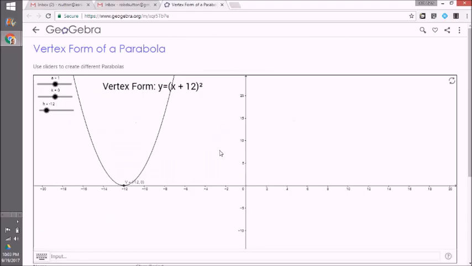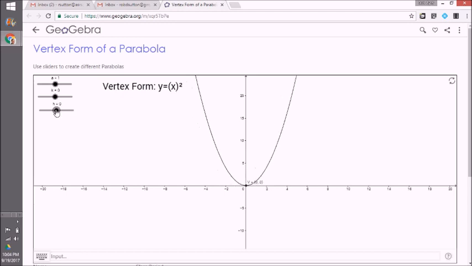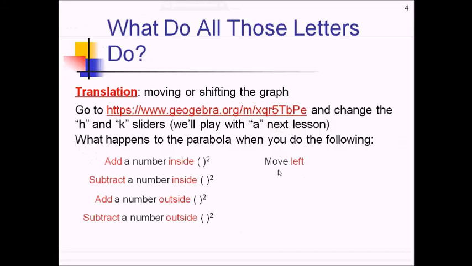And let's see what happens when we subtract numbers inside. So I'll move my slider, and pay attention to this function here, because this, like h minus 1, h is already being subtracted from x in the normal vertex form. So if you want to subtract numbers, we need positive h values. Notice that when we subtract numbers, we're moving stuff to the right. So that's kind of weird, but it is what it is.